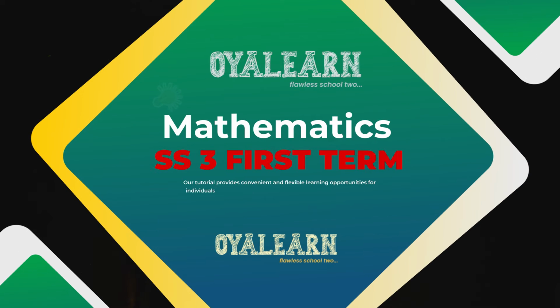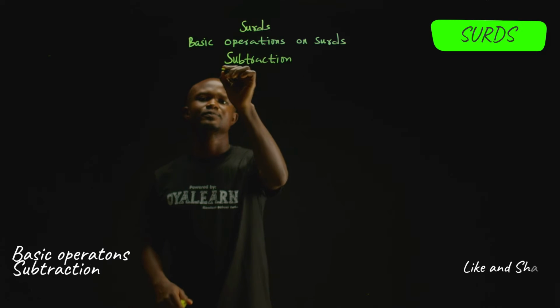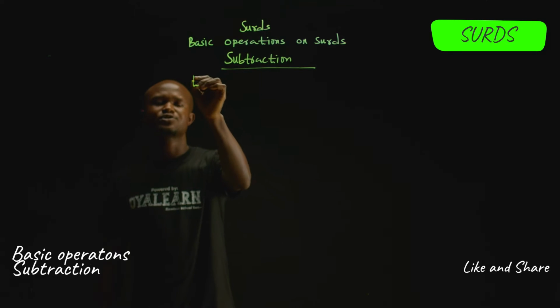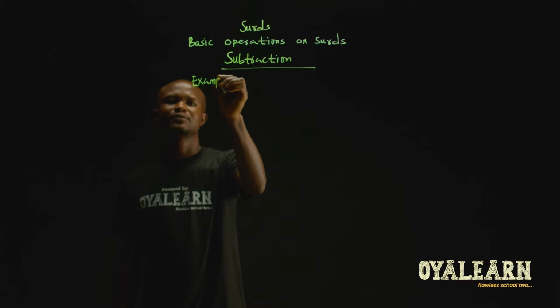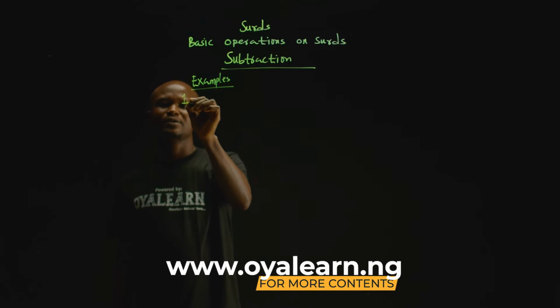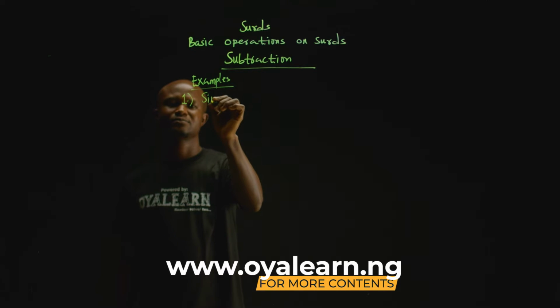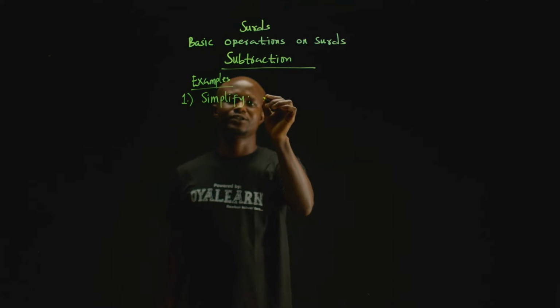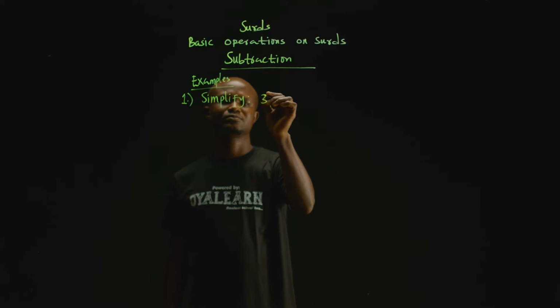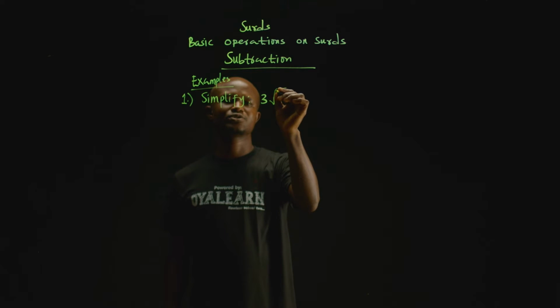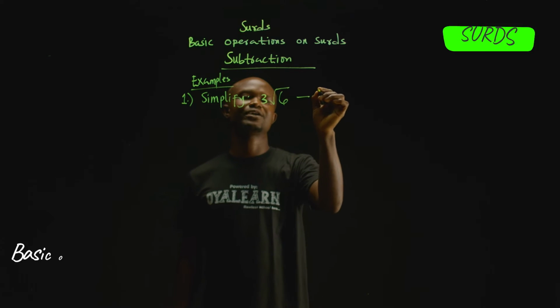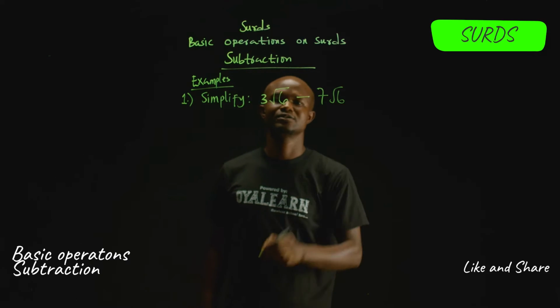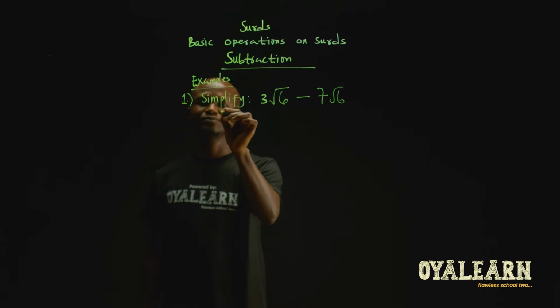Subtraction. Examples. Simplify: 3 root 6 minus 7 root 6. Solution.